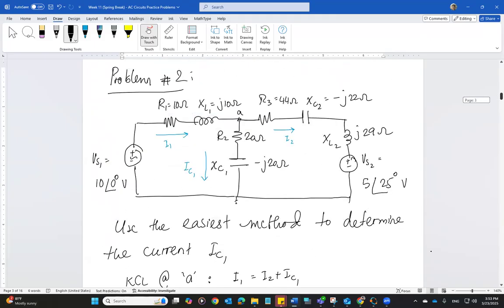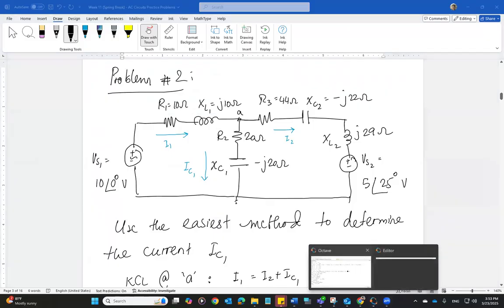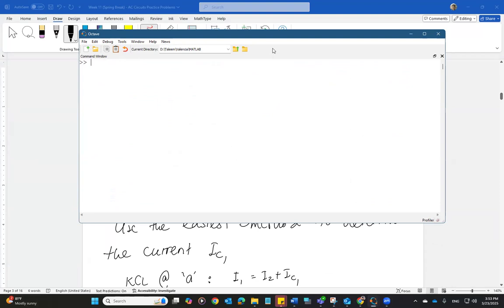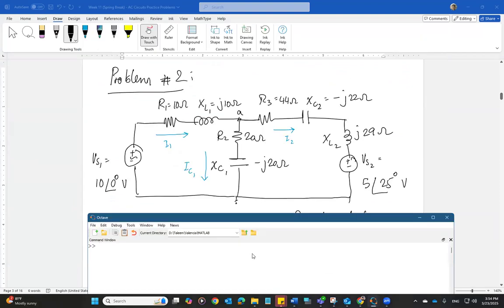So I'm going to go ahead and now bring my MATLAB, or Octave, up. Let's clear everything and clear the command window. And then let's start putting in variables. So my VS1 is 10 angle 0, which is 10.